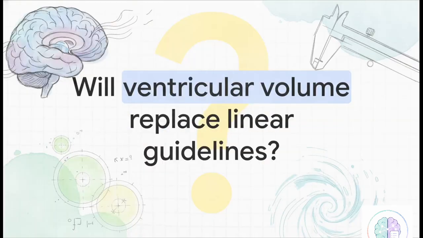So, having broken down every detail and realizing how incredibly flawed our traditional linear measurements can be, it leaves us with one huge question. As our software gets smarter, how long until calculating total ventricular volume becomes the undisputed gold standard, leaving the Evans ratio entirely in the past?